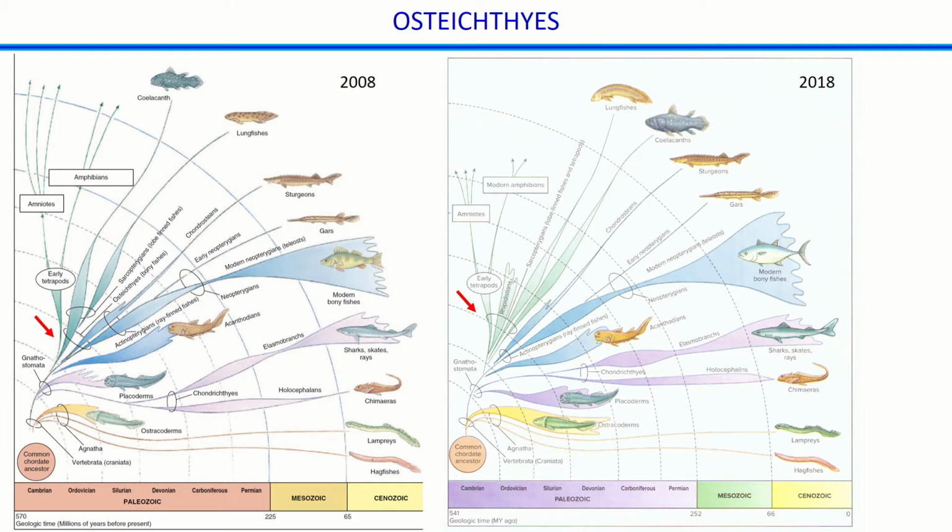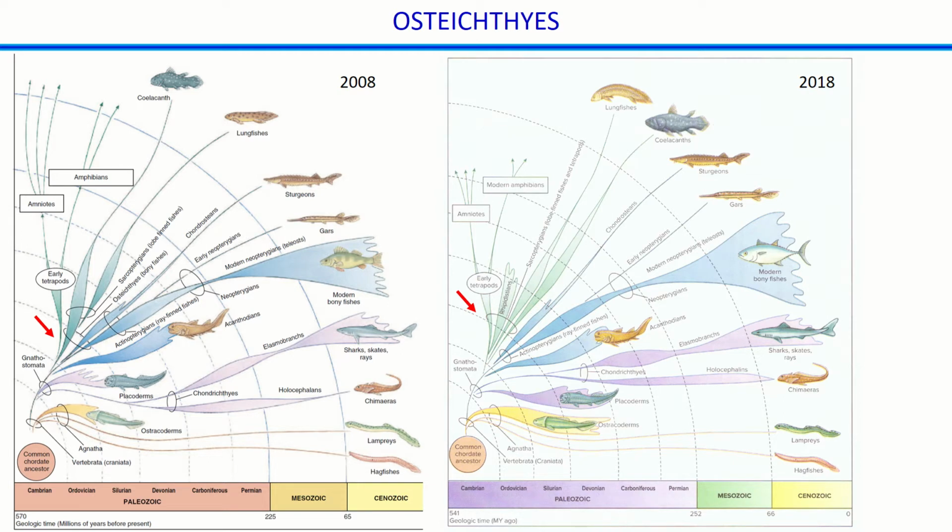Look at the bony fishes. They are the most successful group of vertebrates. Most successful, with a high diversification. 31,000 species.